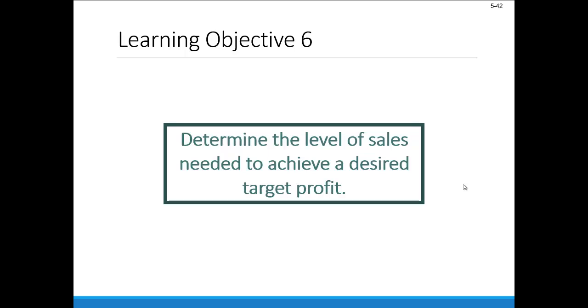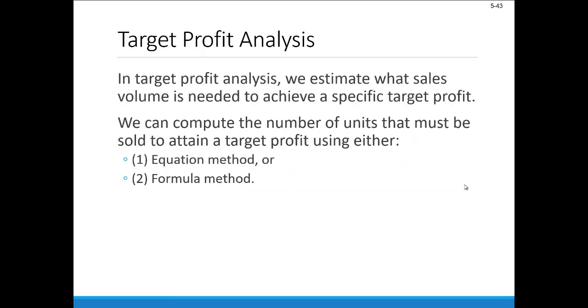That brings us to learning objective 6, which was determine the level of sales needed to achieve a desired target profit. And the nice thing about this target profit analysis is it's really just an extension of our break-even analysis. So here we're trying to estimate what sales volume, either in units or dollars, is needed to achieve a specific target profit. So firms quite naturally don't want to just break even, right? In our break-even analysis, we're trying to find that point at which income is exactly zero. But instead, there's certainly probably a profit number that a lot of firms are trying to hit on a period-to-period basis. So we can extend that break-even analysis to incorporate some target profit.